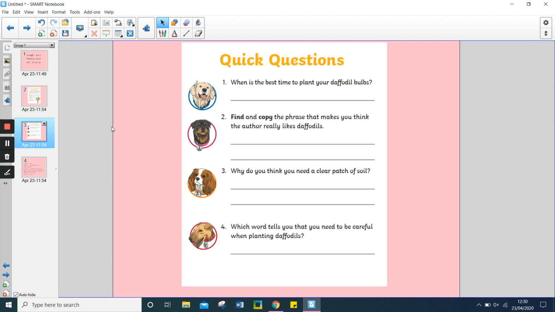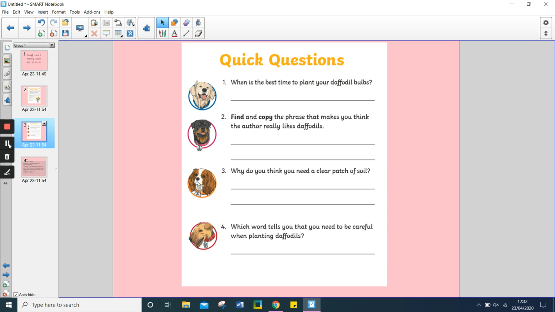Question 1. When is the best time to plant your daffodil bulbs? Question 2. Find and copy the phrase that makes you think the author really likes daffodils. Remember, the author is the person that wrote the text. Question 3. Why do you think you need a clear patch of soil? Question 4. Which word tells you that you need to be careful when planting daffodils?